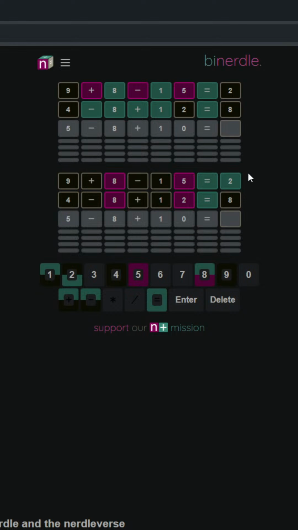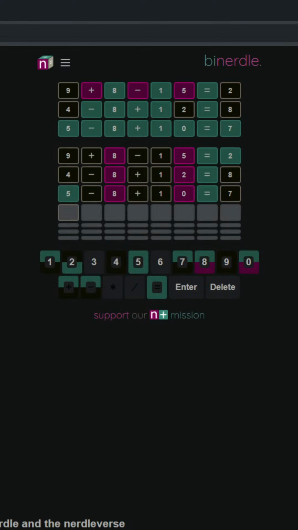I'm gonna cook with this. 5 minus 8 is -3. This is not the right answer, and I'm not cooking on the bottom one. What? How? Oh, yeah.